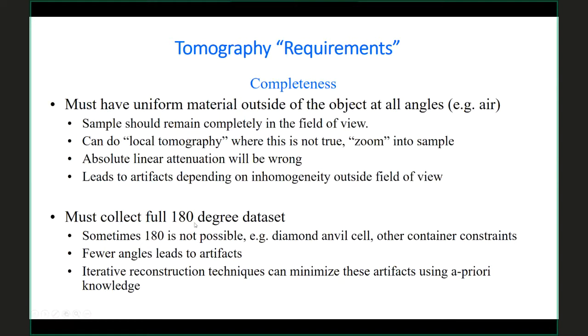And you must collect a full 180 degree data set. If you only have limited views, you will get artifacts. But sometimes it's not possible. Say in a diamond anvil cell, there's something holding the diamonds together, so there's going to be some post or something that gets in the way and you can't image all 180 degrees. That will lead to artifacts, but there are iterative reconstruction techniques that can minimize these artifacts, particularly using some a priori knowledge. If you know something about the sample, that can be fed into the reconstruction and reduce those artifacts.